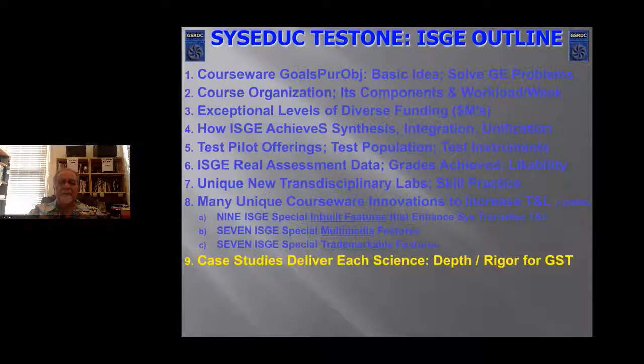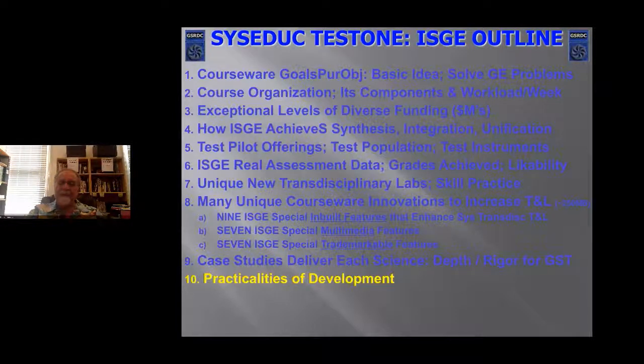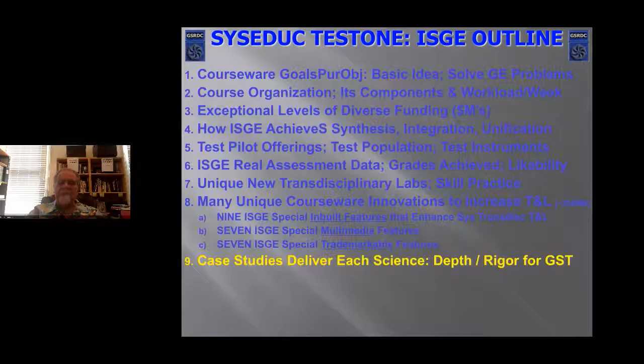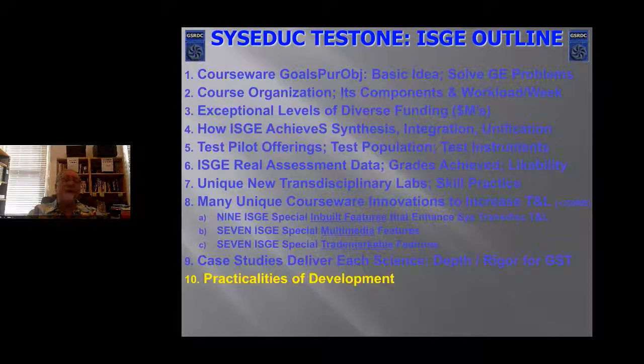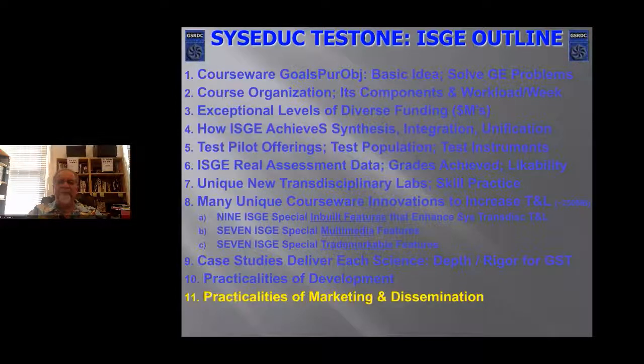Case studies will be presented also to show the depth and rigor not only of GST, but the depth and rigor that is possible for an interdisciplinary course and courseware. And the reason for this is that it has had a bad name all the 50 years I've been in universities. Interdisciplinary has been a bad name because all the funding goes to the disciplines and the departments. We're not going to be anti-discipline. We build on the disciplines to show cross-disciplinary important features. We'll look at practicalities of ISGE development and of marketing and dissemination.